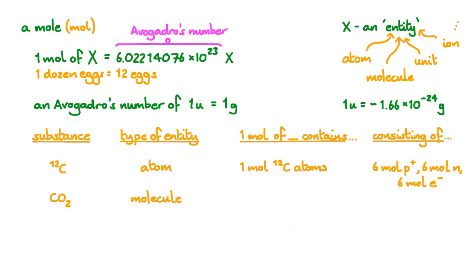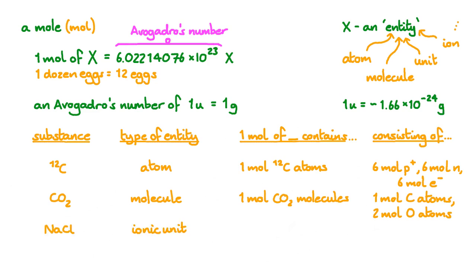Carbon dioxide is a molecular substance. The molecules consist of 2 oxygen atoms and 1 carbon atom. So a mole of carbon dioxide consists of a mole of carbon dioxide molecules. But we can look inside those molecules and see that we have 1 mole of carbon atoms and 2 moles of oxygen atoms. But we can also apply the mole to things like ions and ionic units in ionic substances.